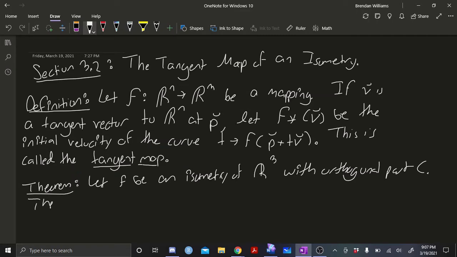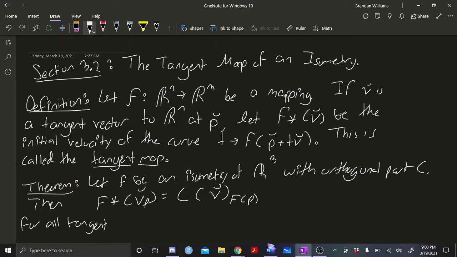Then f star of v sub p is equal to Cv sub f of p, or at the point f of p, for all tangent vectors v sub p to R3.